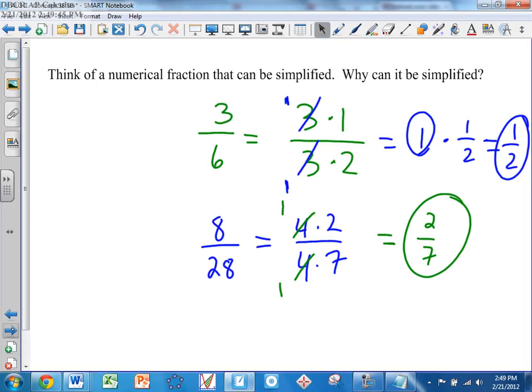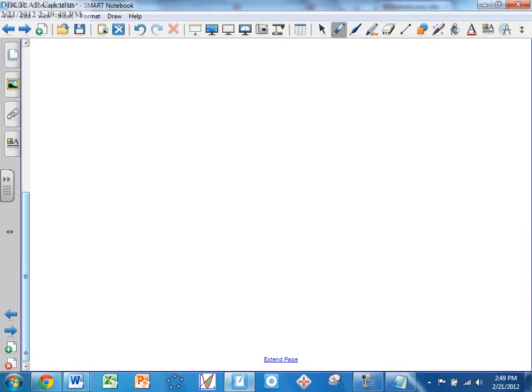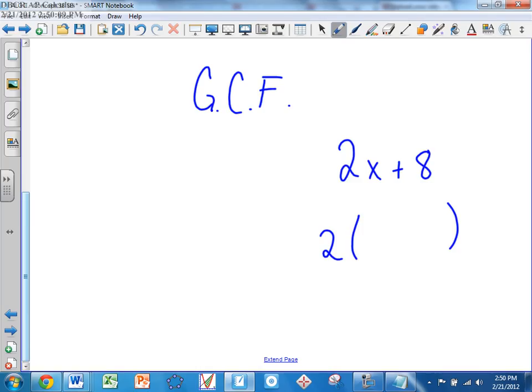Now, before we go on to the next slide, we need to talk about something that we call the GCF. Greatest common factor. Okay? If I had that binomial on the board, can somebody tell me how to factor out the GCF here? It's 2. It's 2 because they're both even. You see that right away. Now, Kelly, what's left? Excellent. Oh, x plus 4.